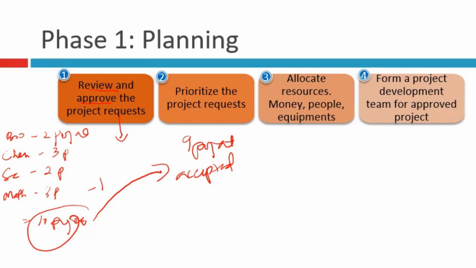So after the 10 projects had been reviewed, then the 9 projects that were accepted will be prioritized again. So what does prioritize mean? What happened next? Yes, all the proposals, the 9 proposals which passed activity 1, will go through the second activity. The management team will prioritize all the proposals again.